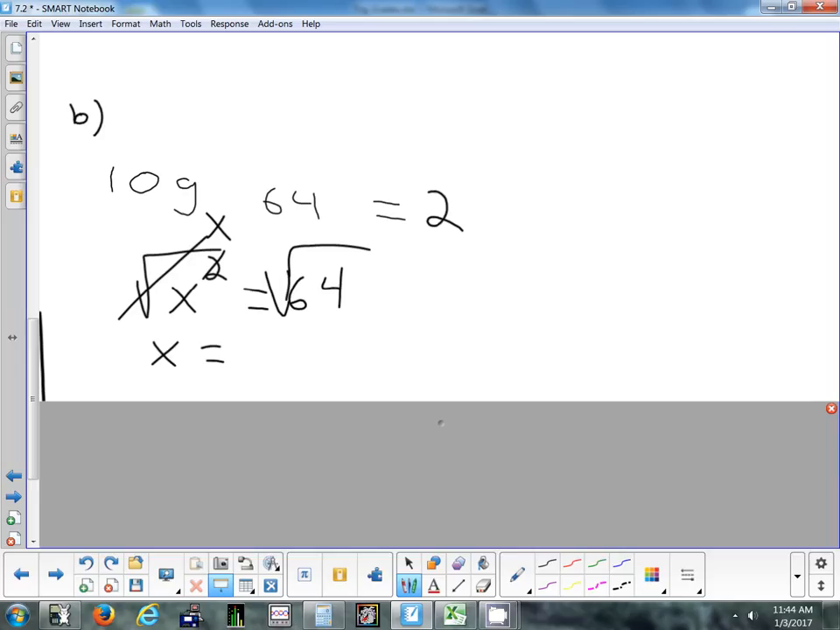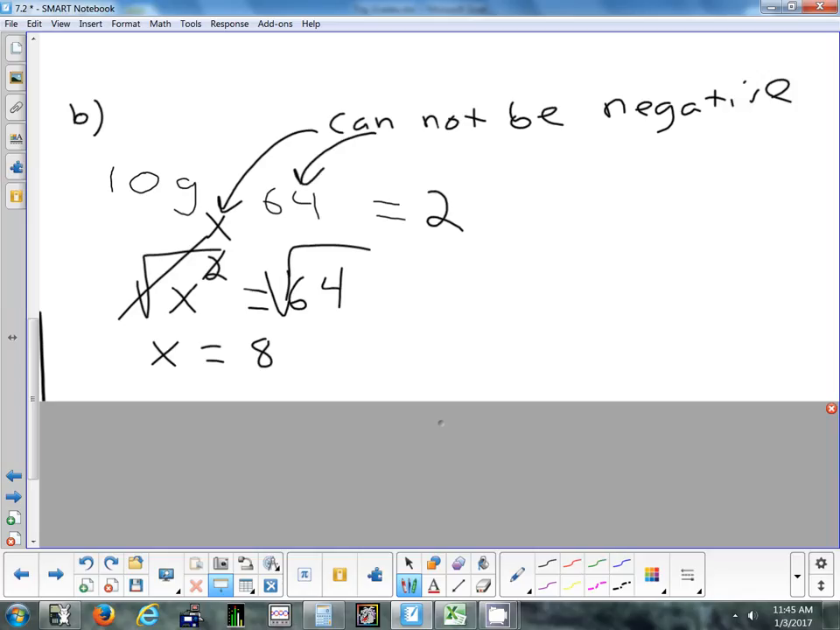8. 8 times 8 is 64. And what else? Negative 8 times negative 8 is also 64. But when we deal with logarithms, the base cannot be negative, ever. Actually, neither the base or the argument. So we're going to ignore the negative answer and just write the positive. X is 8.